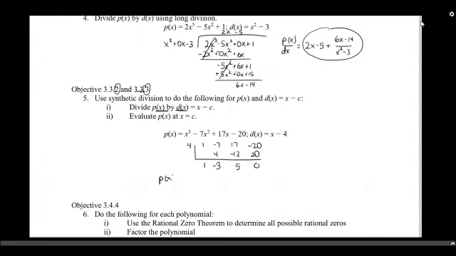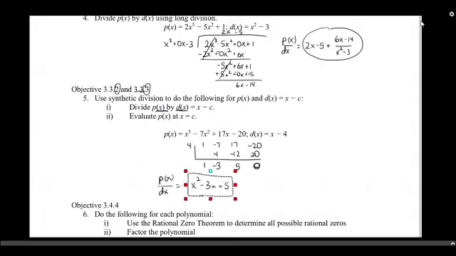So anyway, p of x divided by d of x, and you get the quotient from those coefficients. So that's going to be x squared minus 3x plus 5. And if there was a remainder, let's say that was another number besides 0, then you would add whatever number that is over your divisor, x minus 4, but because we had no remainder, we don't need to add the remainder because it wasn't anything. That's p of x divided by d of x.